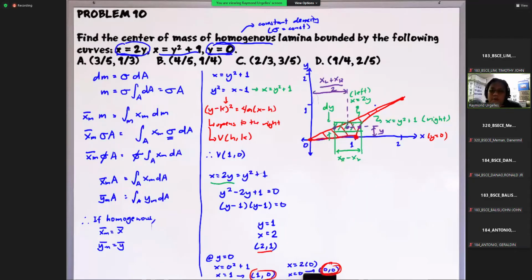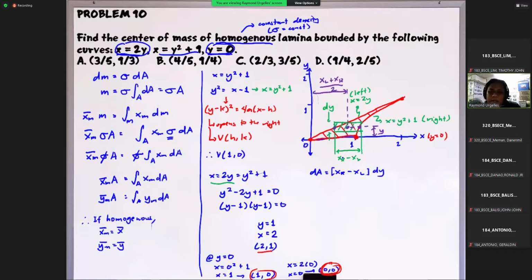Okay? So, para dun sa area natin, we can solve for dA first, the differential area. So for the differential area natin, this is given by, again, area lang siya ng rectangle na to. So that's base times height lang. So we have XR minus XL. So this is multiplied by dy.